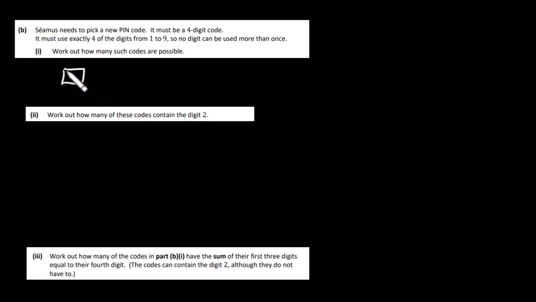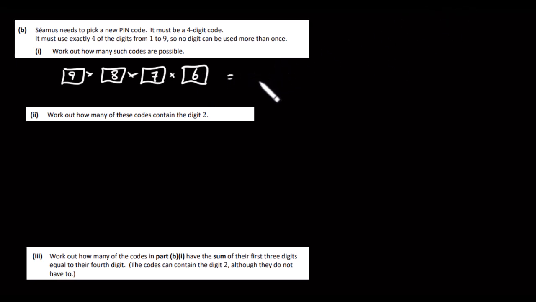So the way we normally do these is we do these 4 boxes here. I'm going to multiply these numbers. So how many possible choices do we have for the first number? That's going to be 9. Now once we've chosen a number, then we only have 8 left. Once we've chosen these two numbers, we've only got 7 left to choose from, and then we've only got 6 left to choose from.